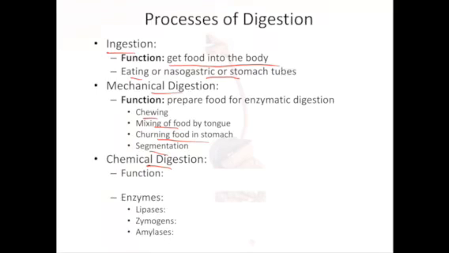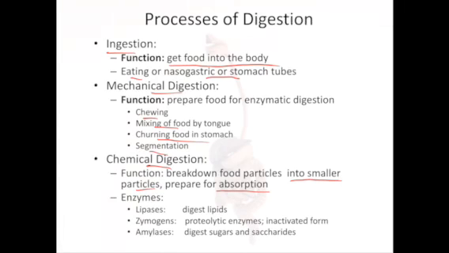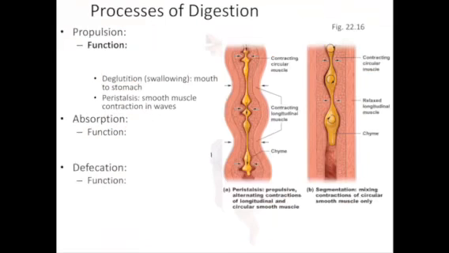Chemical digestion is really using enzymes to break down food particles into smaller particles so we can prepare for absorption. And some of those enzymes are listed here. We have lipases, which help us digest lipids, zymogens, which are proteolytic enzymes, so those help us break down protein. Those are the inactivated forms of the enzymes. And then we have amylases, which are helpful for carbohydrates. So those are the three main processes: ingestion, mechanical digestion, and chemical digestion.